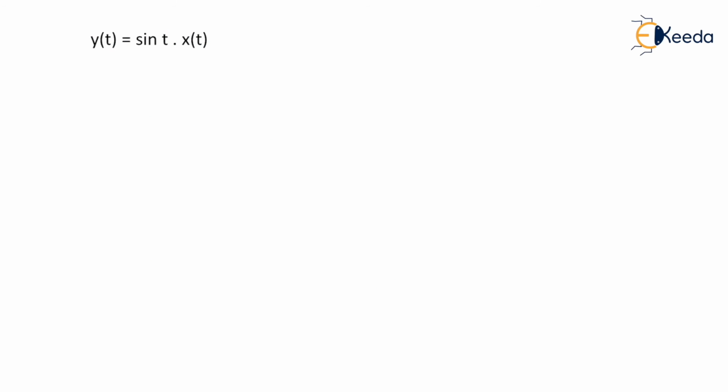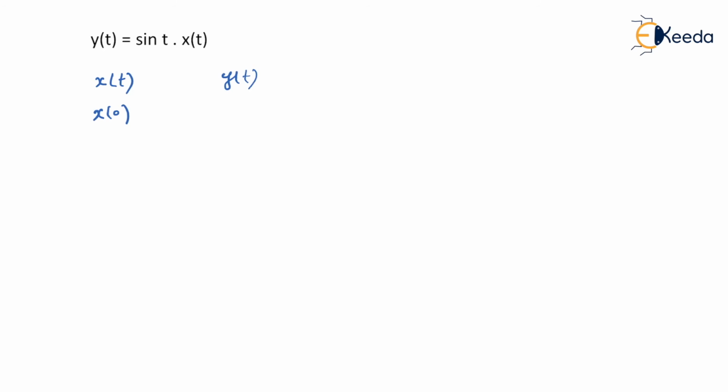Let's start with this. y of t is equal to sine t times x of t, right? Now, for example, you are having x of t here and you are having y of t here. Let's say you are applying x of 0. Because we don't know what is the nature of x of t here, I have to take x of 0 as particular x of t at t equal to 0. So I would say this is one of the inputs, x of 0. x of 0 means x of t at t equal to 0.